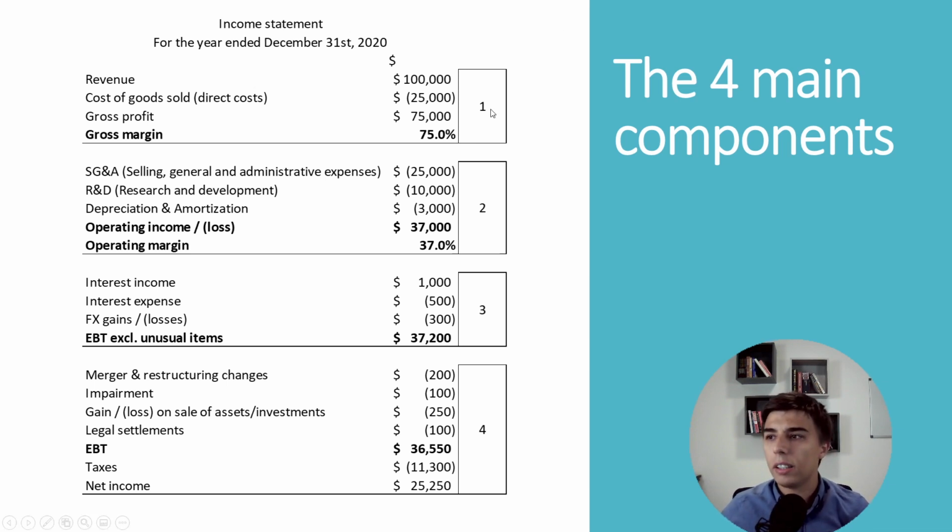So let's take a look at these four boxes. I've divided it into four components. I do believe that every component has something that we can analyze individually. So let's start with the first one.